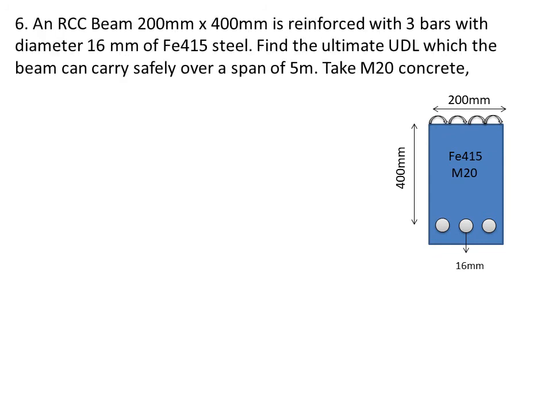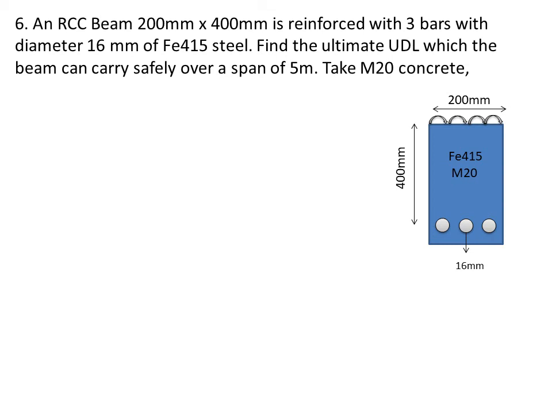Okay, this is the sixth question which is drawn out. This question is quite important. An RCC beam 200 mm by 400 mm is reinforced with 3 bars with diameter 16 mm of Fe415 steel. We have to find the ultimate UDL which the beam can carry safely over a span of 5 meter. Take M20 concrete.